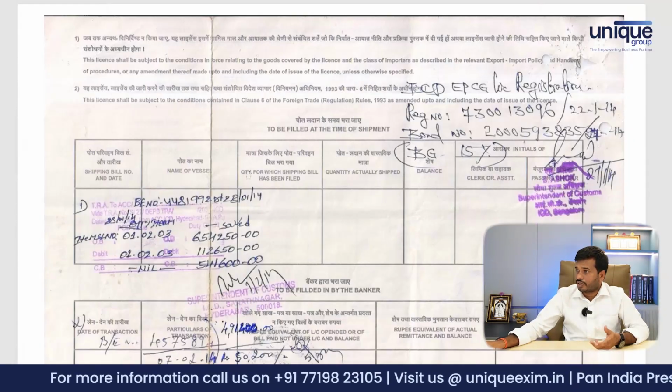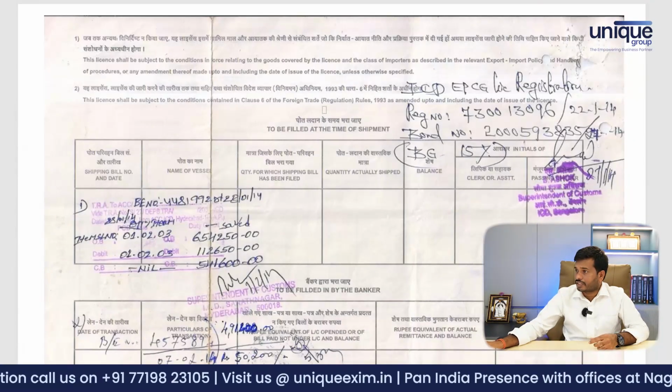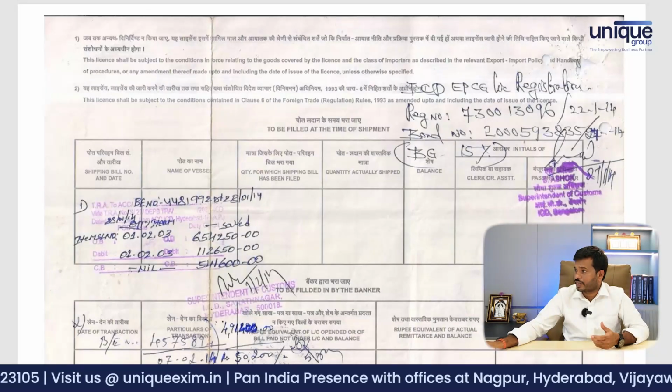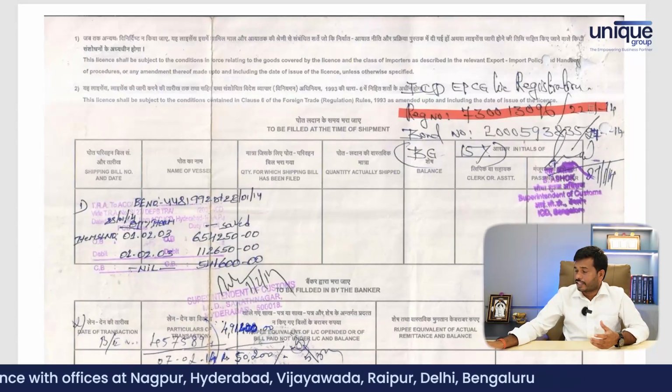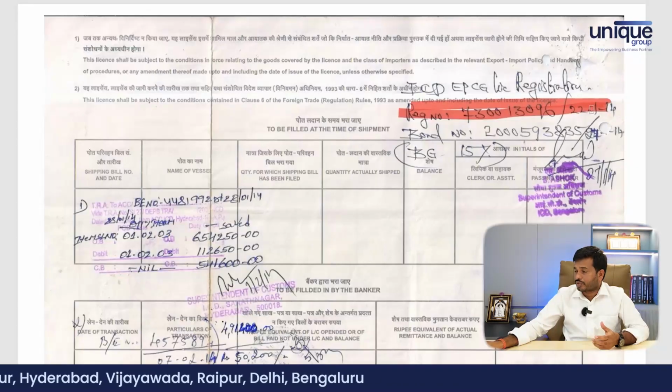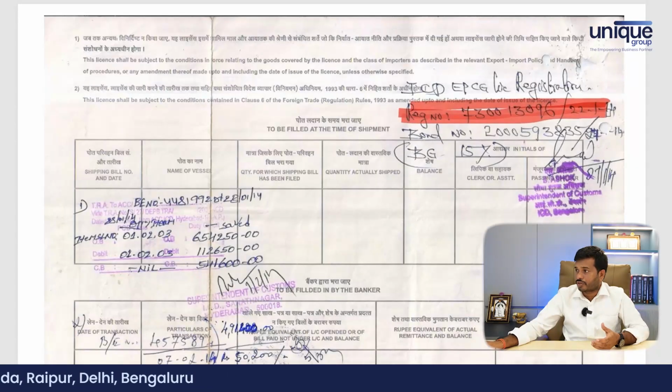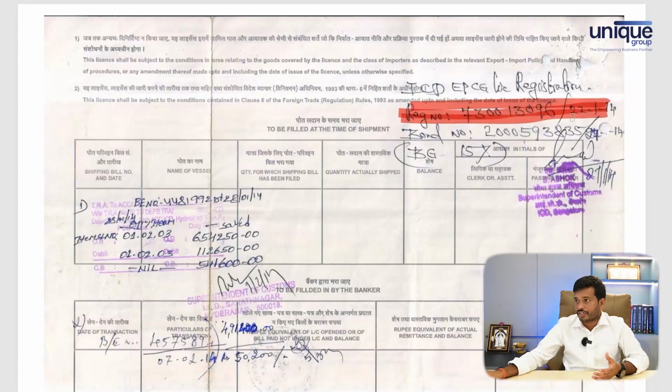If you look at the backside of the EPCG license, here the customs people will mention the concerned registration number. As explained earlier, we have to submit a bond and bank guarantee to the concerned customs authority for clearance of goods. After verification of the documents by the customs officer, they will generate one number that's called a registration number. This is the bond number which will be generated by the customs officer.